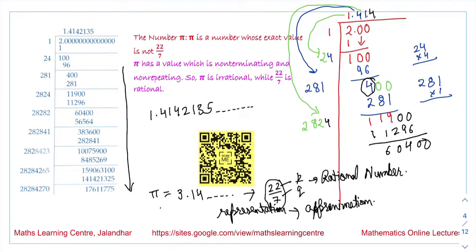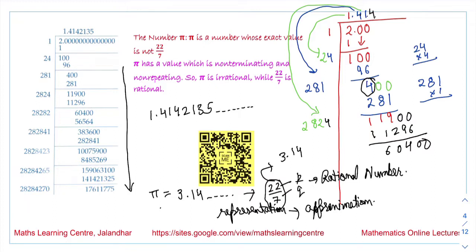22 by 7 is not the exact value of pi. If you calculate the value of 22 by 7, it will match with pi up to certain digits. It is not the exact value of pi. So pi is an irrational number. This thing you have to keep in mind, that pi is irrational. Its approximation is 22 by 7. It is not the exact value.